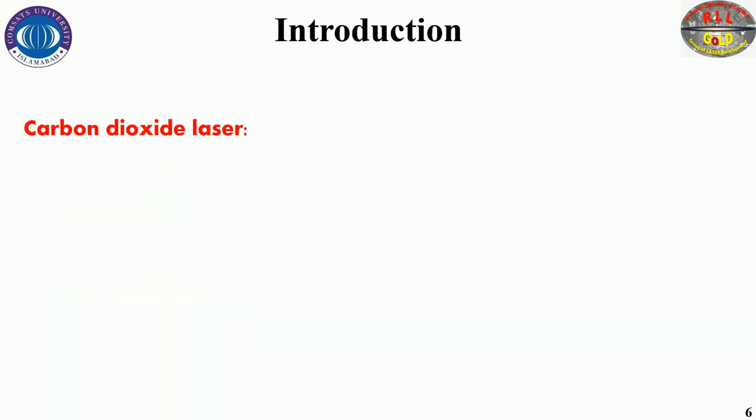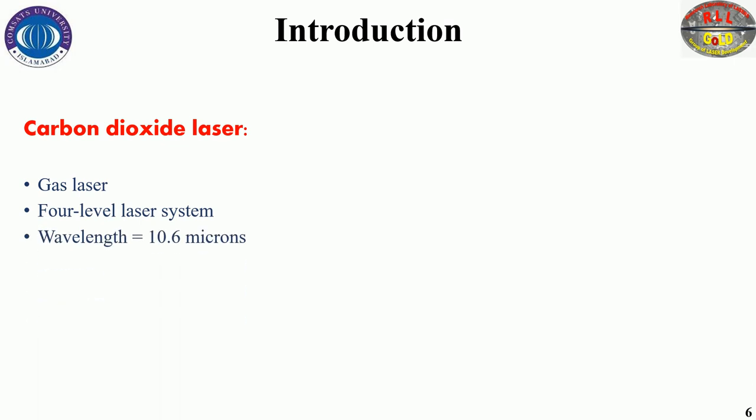Introduction. Carbon dioxide laser is basically a gas laser. It works on a 4-level laser system. Its output wavelength is 10.6 micron. Electrical pumping is used to create population inversion. It is a CW laser.